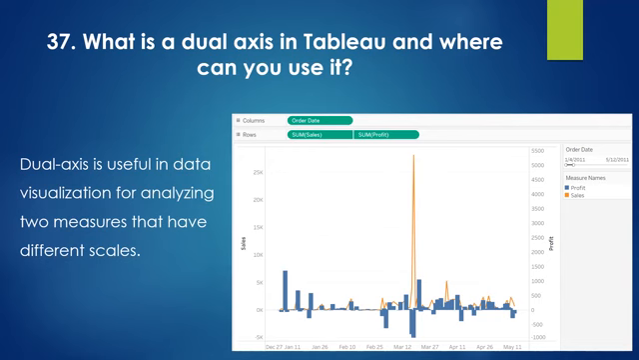What is dual axis in Tableau and where can you use it? Dual axis is useful in data visualization for analyzing two measures that have different scales. For example, as you can see here in this image, on the left we have the sales, on the right we have the profit, and we don't have the same scale. For profit we have negative values, whereas for sales we don't have negative values. Sales are presented in orange and profit in blue. So here we use the dual axis to analyze two different measures, the sales and the profit, which are defined one on the right and one on the left.